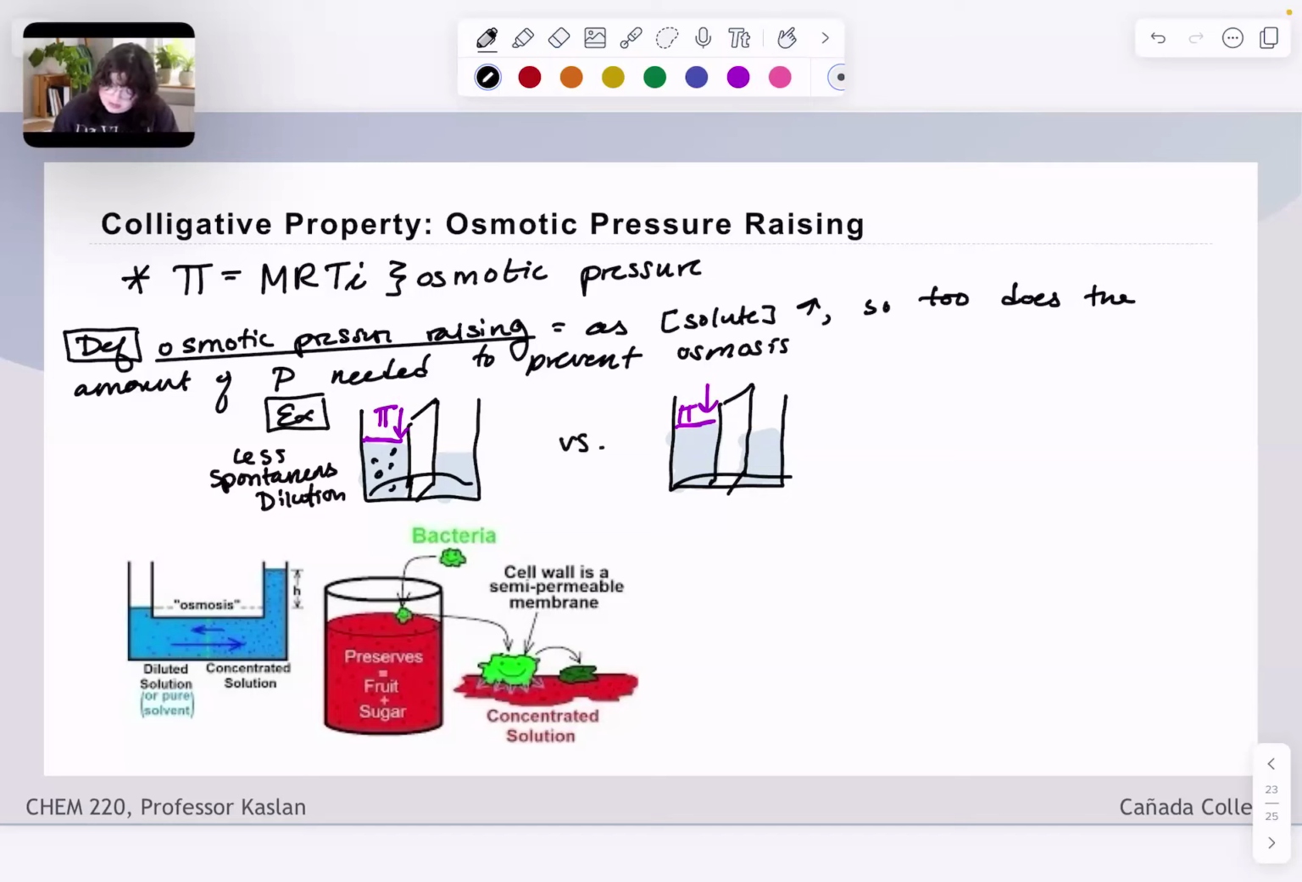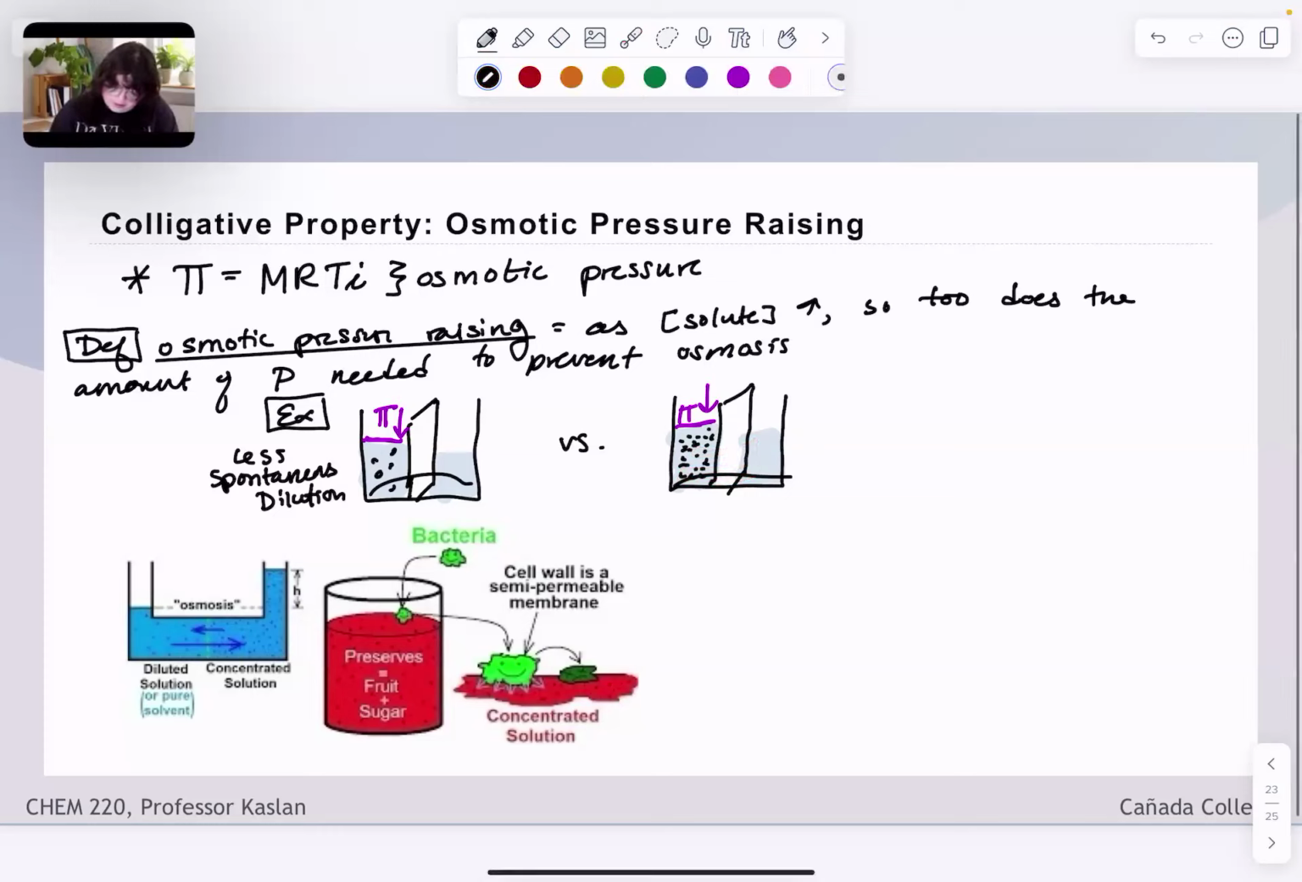Now, if we compare that to the solution here on the right, where perhaps we have an incredibly high concentration of solutes, the natural tendency of water to flow toward that hyperconcentrated side of solution across this membrane is really high, meaning we have to exert more pressure down on the solution to fight the water that's trying to make its way across the membrane.